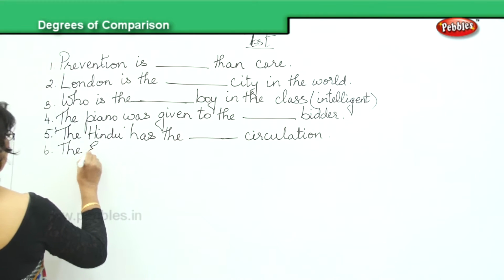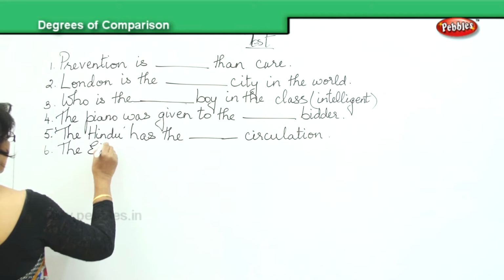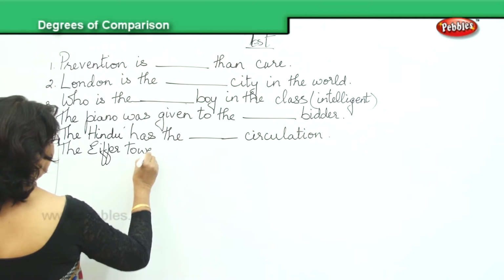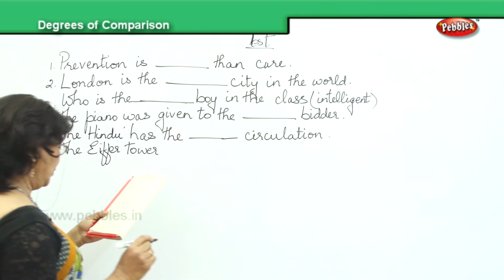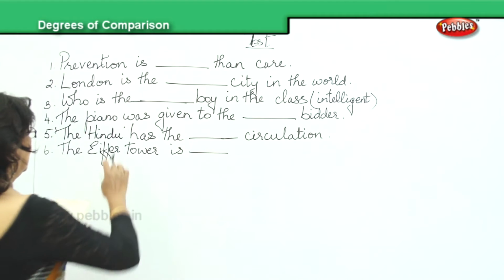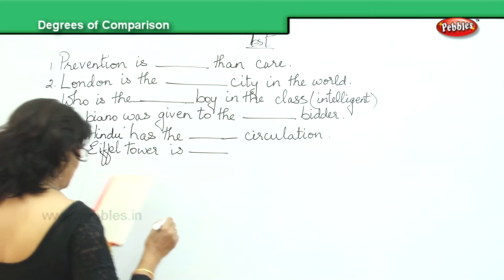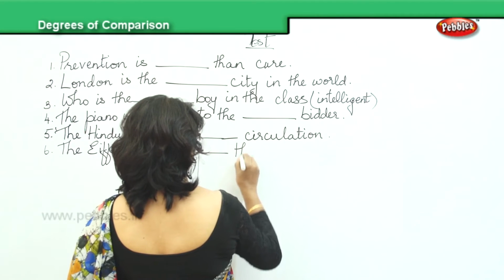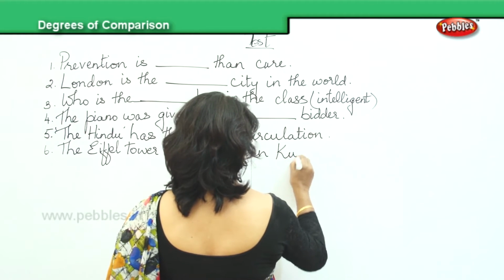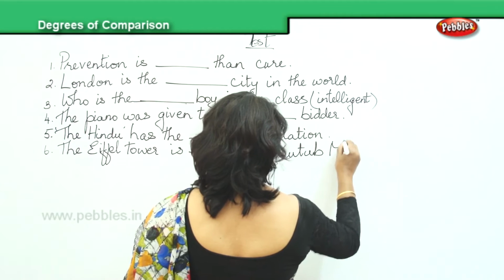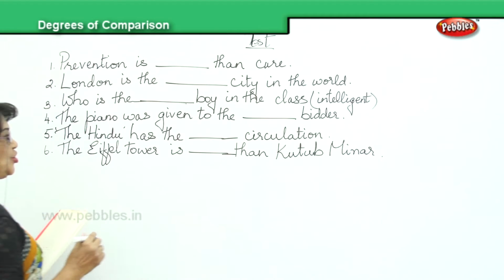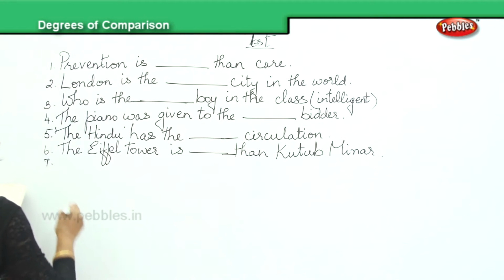Eiffel Tower, this is in Paris. The Eiffel Tower, it's pronounced as Eiffel. The Eiffel Tower is dash than Qutb Minar. The Eiffel Tower is dash than Qutb Minar. Next one.